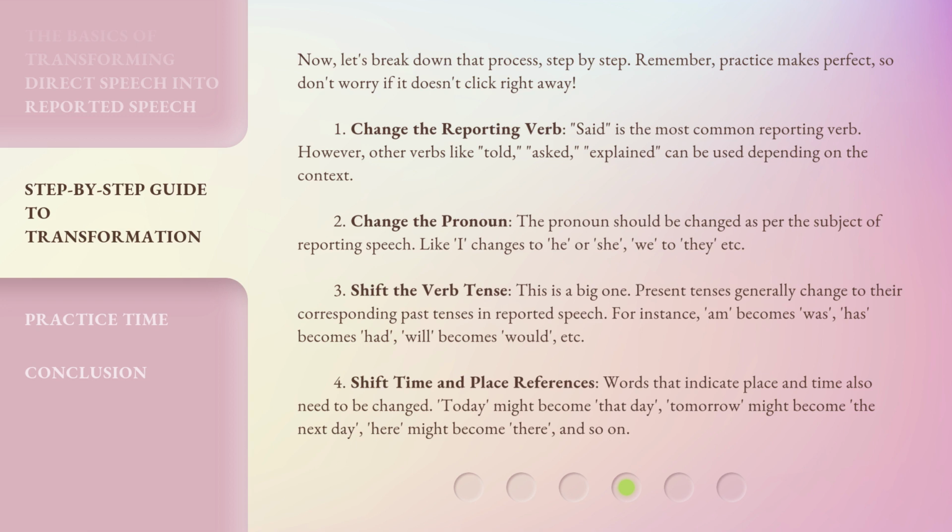3. Shift the verb tense. This is a big one. Present tenses generally change to their corresponding past tenses in reported speech. For instance, am becomes was, has becomes had, will becomes would, etc. 4. Shift time and place references. Words that indicate place and time also need to be changed. Today might become that day, tomorrow might become the next day, here might become there, and so on.